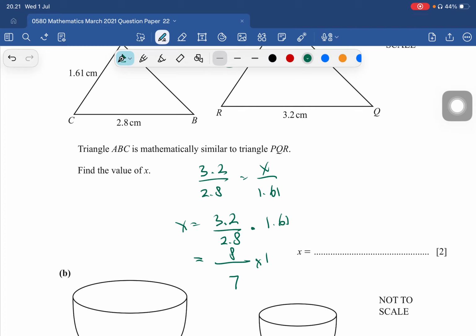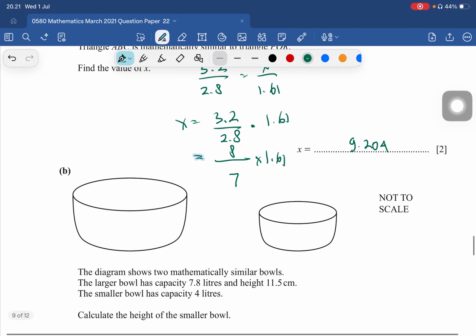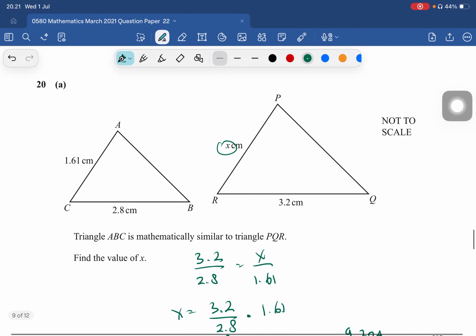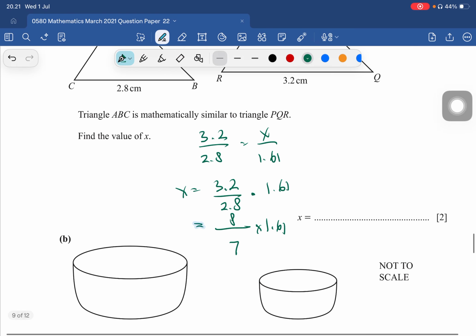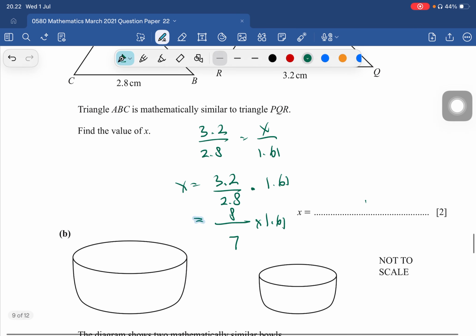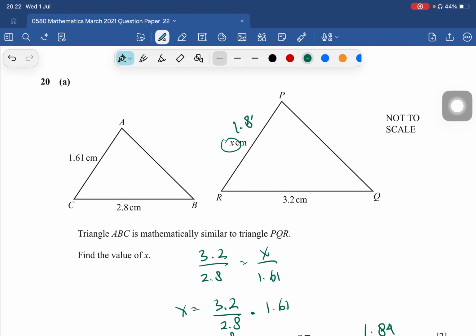Then we multiply by 1.61. You can use a calculator. The final answer is gonna be 9.204. Sorry, it's not 9. Let me calculate again. 8 divided by 7 times 1.61. Okay, so the answer we will get is 1.84. So x here is 1.84.